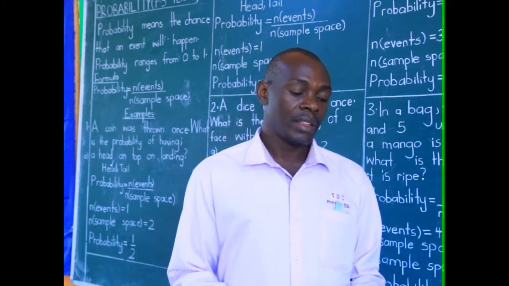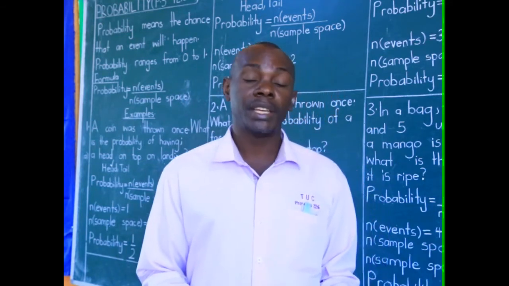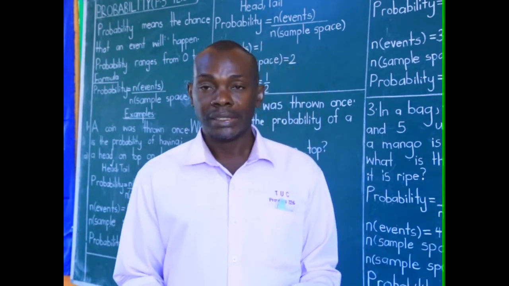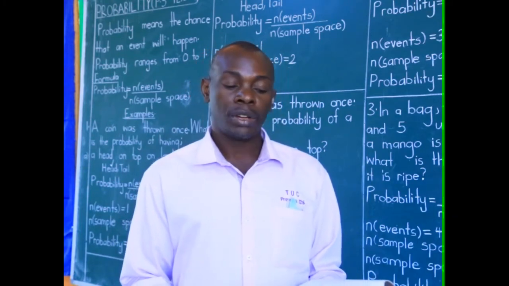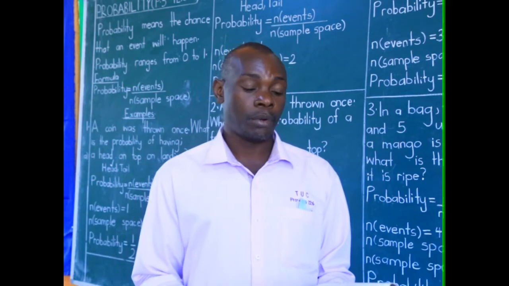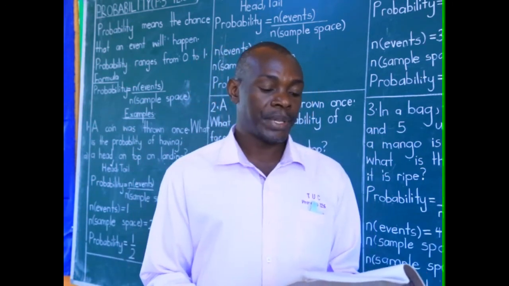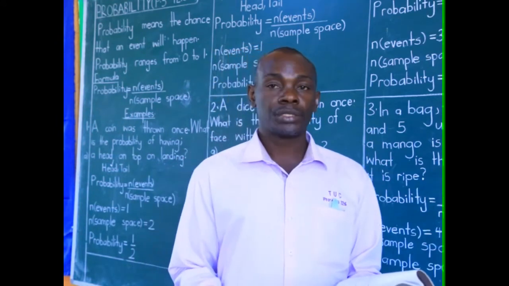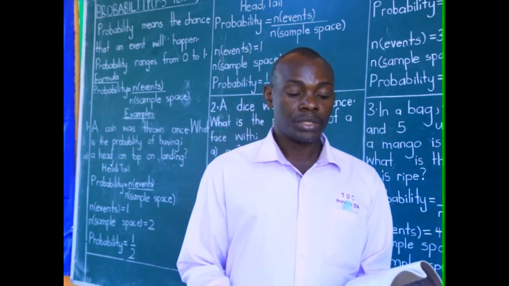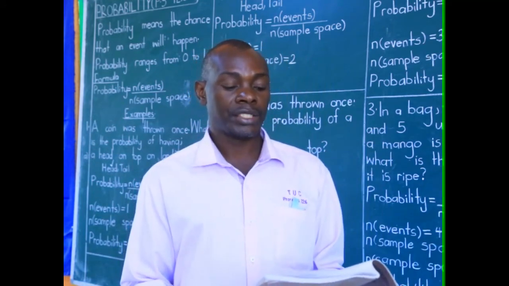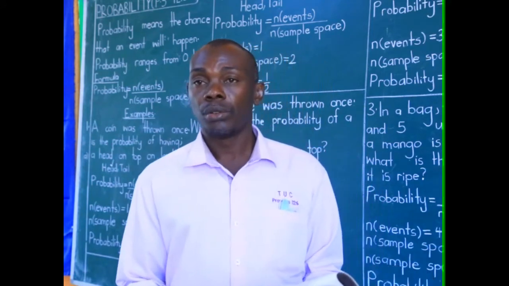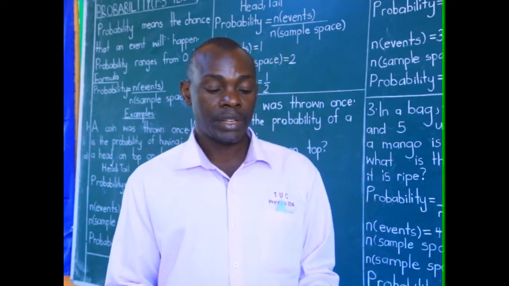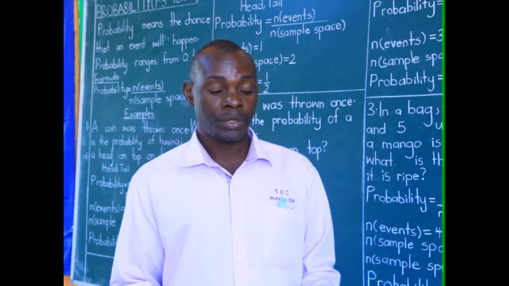Number 2 says there were 4 red and 3 green pens in a box. What's the probability of picking at random a blue one? Now I've got red and green, but the probability being asked is for a blue. We don't have any blue one here. So you say probability is number of events out of number of sample space. The colors in this box are red and green, but the question is asking for blue, meaning there's no chance. So we say number of events is equal to 0 because we don't have any blue. We have red and green only. Then number of sample space, add them, 4 plus 3, is equal to 7. And then you say probability is equal to 0 out of 7.